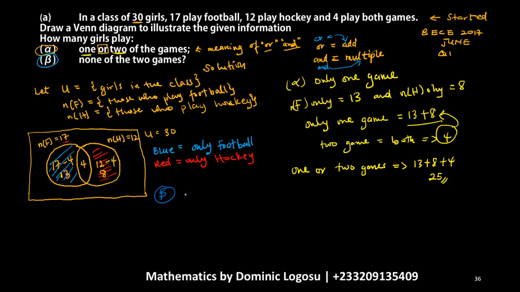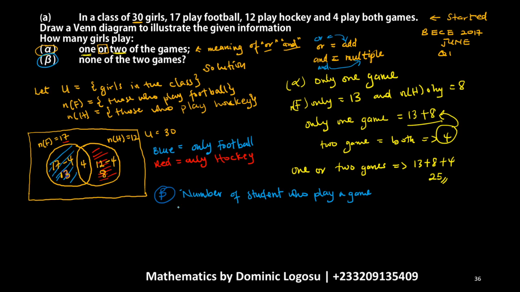None of the game. So to find the number of students who played none of the game, you have to find the number of students who played a game and subtract it from the total number of students. Okay? So let's find the number of students who play a game.